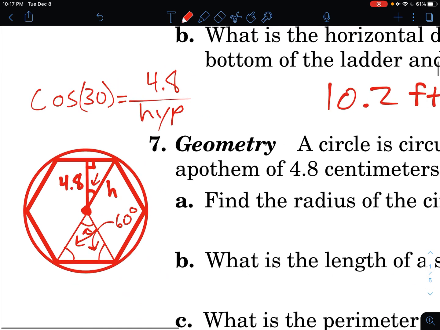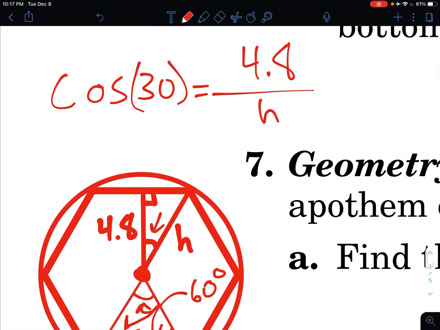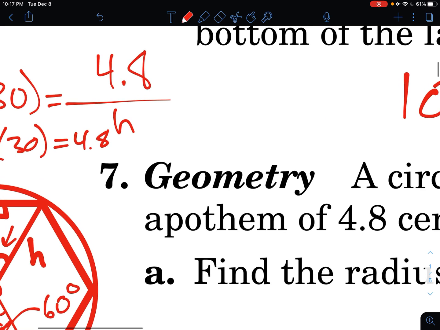Hypotenuse, we don't know. We're going to multiply both sides by the hypotenuse. I'm going to shorten that just to h for hypotenuse, or you could use r for radius. Multiply both sides by h, and then you're going to divide both sides by cosine of 30 to get hypotenuse equals 4.8 over cosine 30.